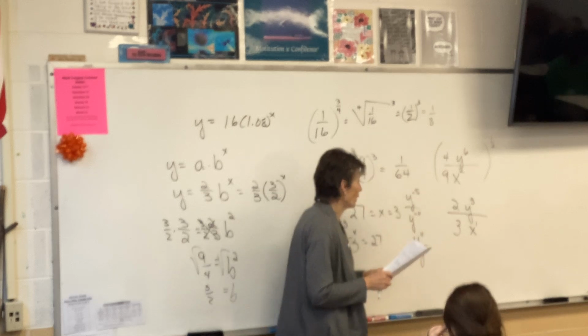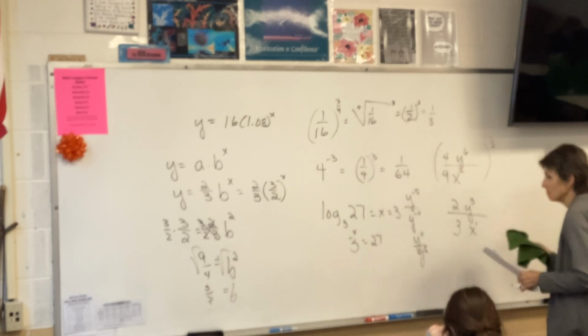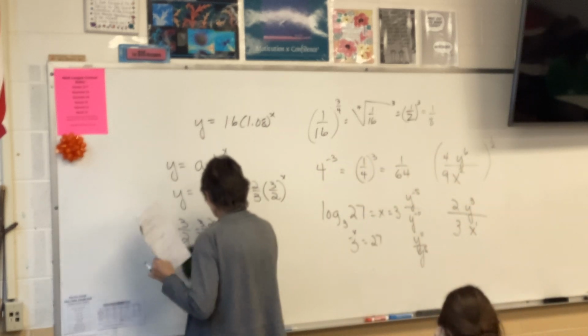G, another easy one. What's G? G is just 19, right? We're not going to miss that. G is just 19.